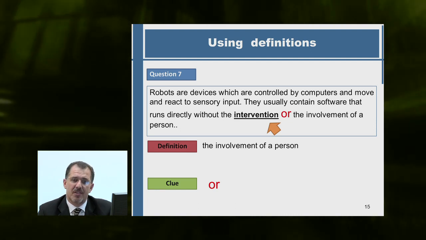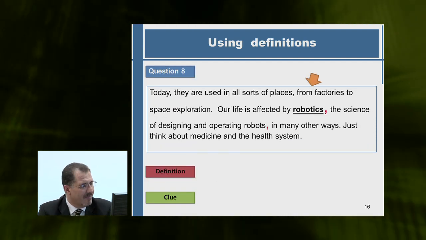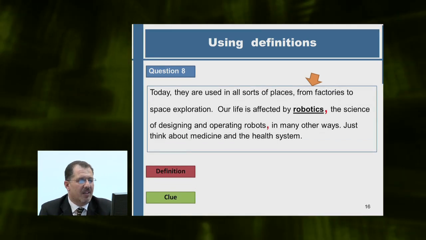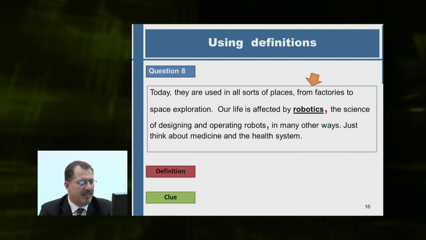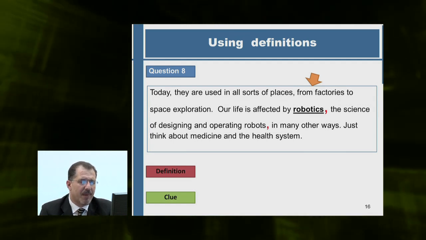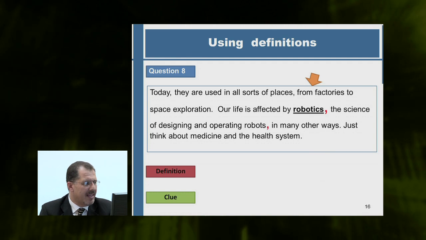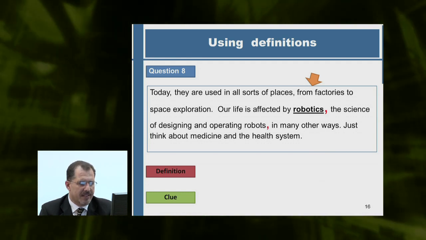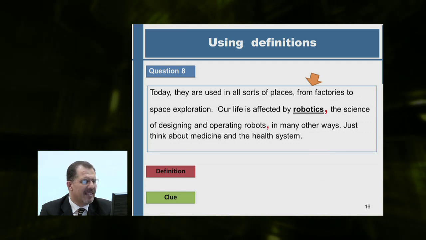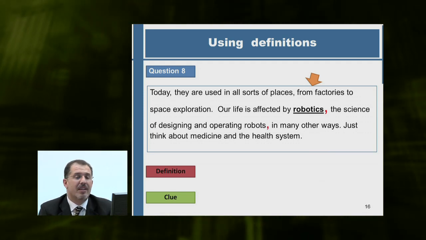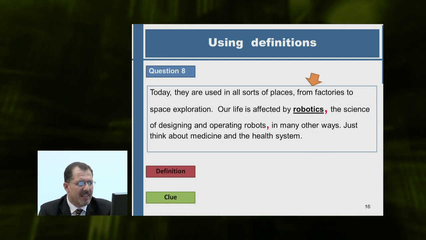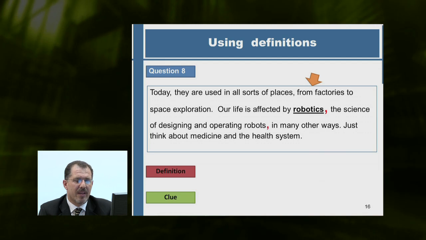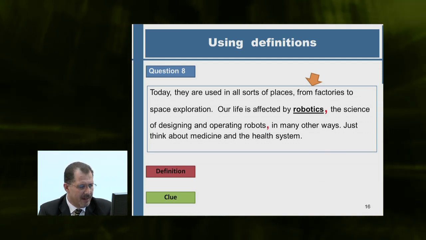Now let's go to question number 8. Today they are used in all sorts of places, from factories to space exploration. Our life is affected by robotics, the science of designing and operating robots. In many other ways, just think about medicine and the health system. You are going to define the meaning of robotics, okay? How can you define it? We have a clue. What is the clue here?